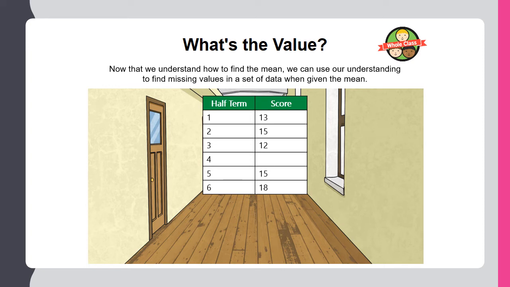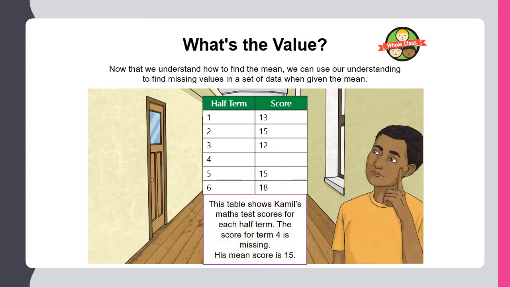So, if you have a look, we can see we've got the scores for each half term. The table shows that Camille's math test scores for each half term were 13, 15, 12, 15 and 18. But half term 4 is missing. How can we work out what his score was?